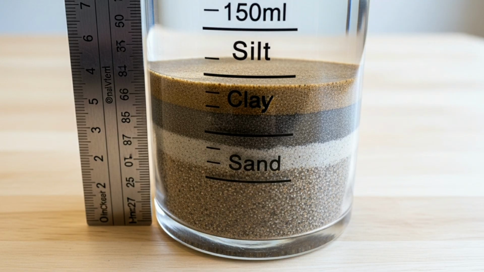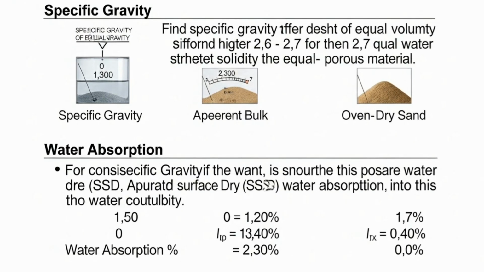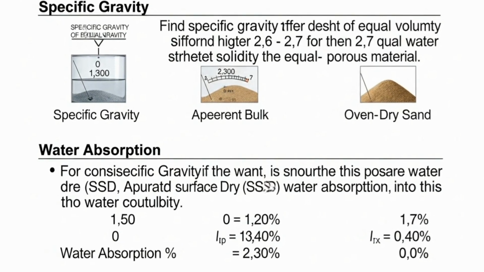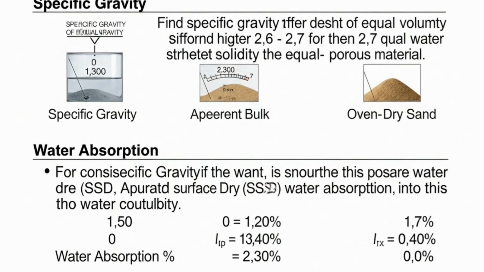This is one of the most common causes of low concrete strength on site, and it's so easy to check. The next two tests are often conducted together and are critical for precise mix design: specific gravity and water absorption.